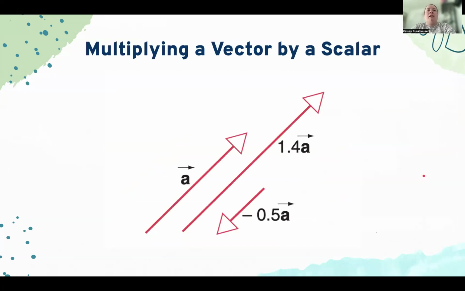So a vector has a magnitude and a direction. A scalar just has a magnitude. So if you multiply a vector by a scalar, it only changes the magnitude, not the direction. So we have vector A here. If we multiply it by the scalar 1.4, it will get bigger. If we multiply it by negative 0.5, it will get smaller and change direction, just in the opposite direction.